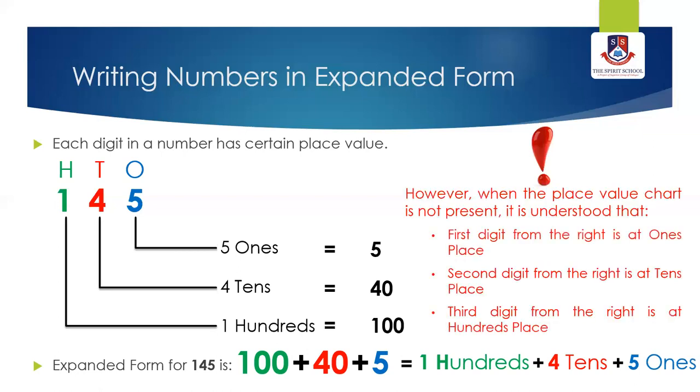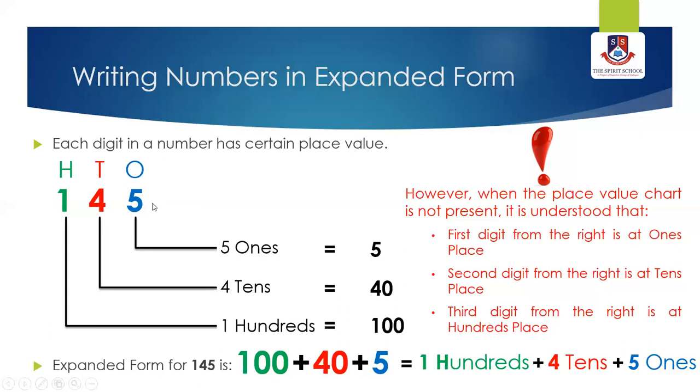Here is a simple point which you have to remember while solving these questions. Although here we have provided the place value chart, where we have represented 5 by O, 4 by T, and 1 by H, so the O represents that the 5 is at the ones place, 4 is at the tens place, and H represents that 1 is at the hundreds place. But not all the time will you be provided this place value chart. Sometimes you will be given a number and asked to write it in the expanded form.